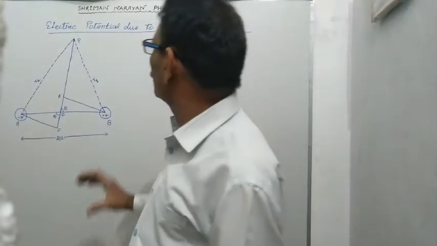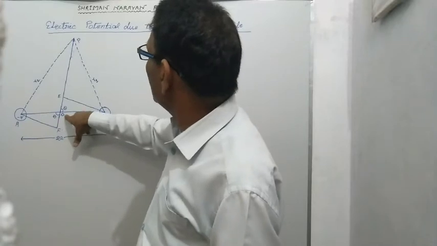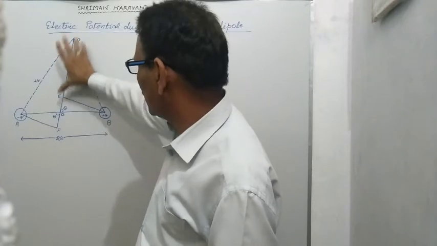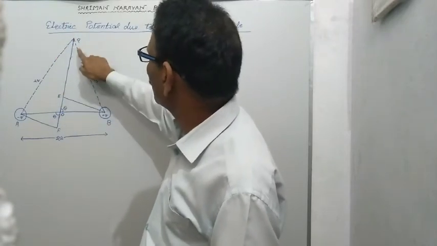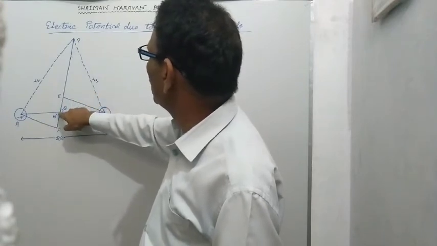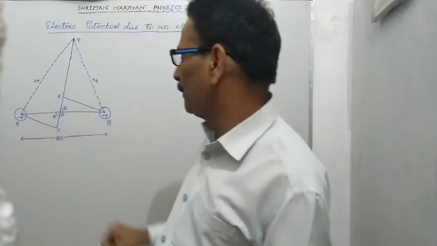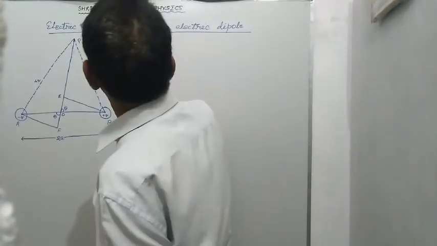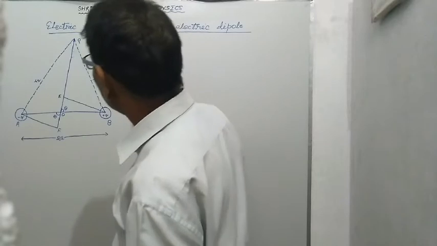Now you can see here the distance between point O and P is represented by this straight line OP. This line OP represents the distance between the midpoint of the dipole and the observatory point P. Let this distance OP be equal to R.